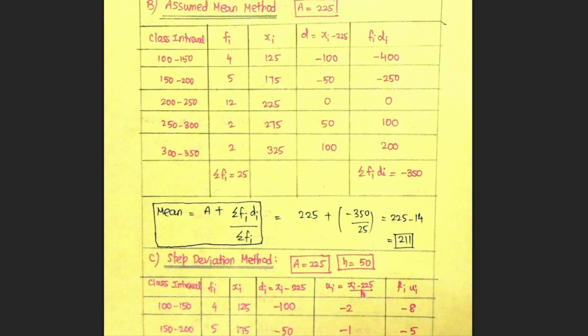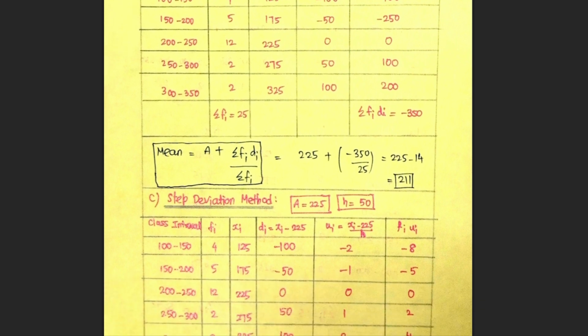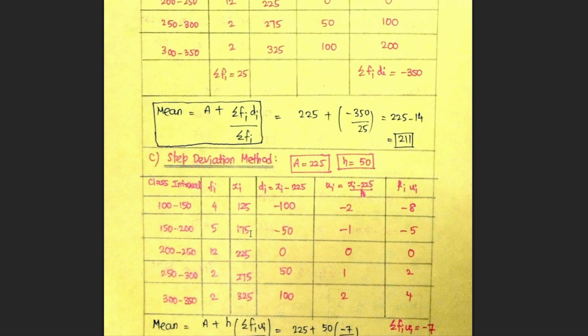Now the step deviation method. There are no changes in the first 4 columns this time. Absolutely no changes. Everything was the same, even xi minus 225 as in the assumed mean method. Now you add another column, ui, which is nothing but di divided by h. h is another variable, which is nothing but the class size. Class size is the upper limit minus the lower limit. This is very simple.